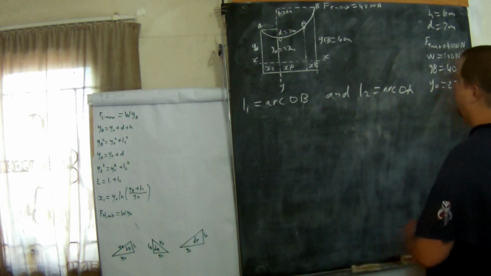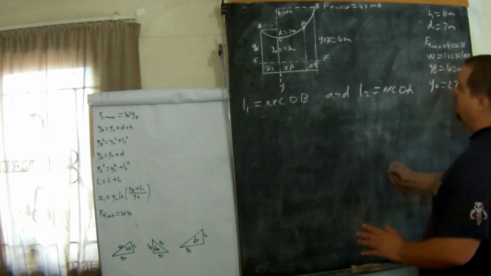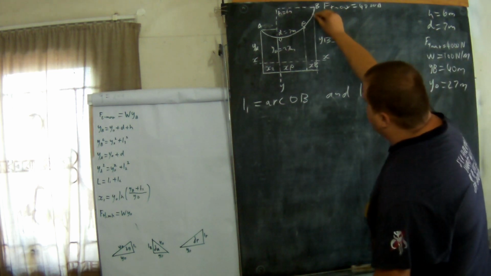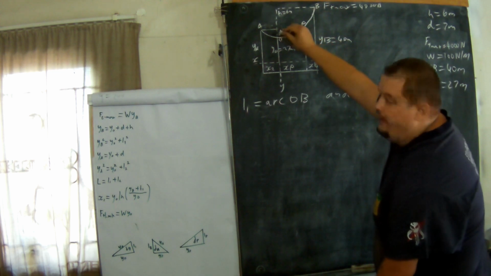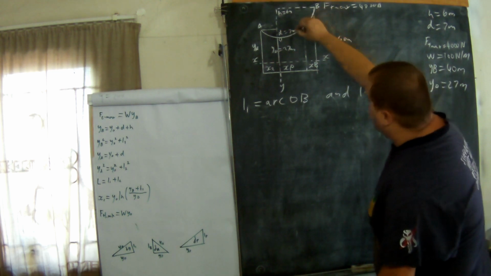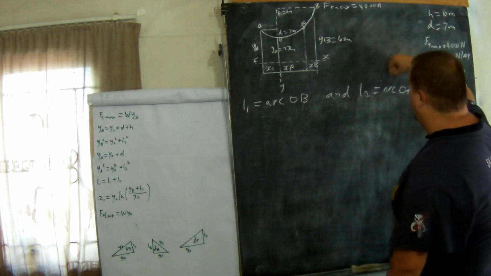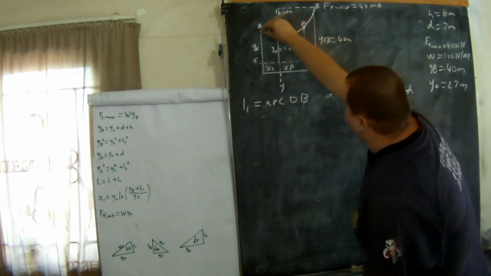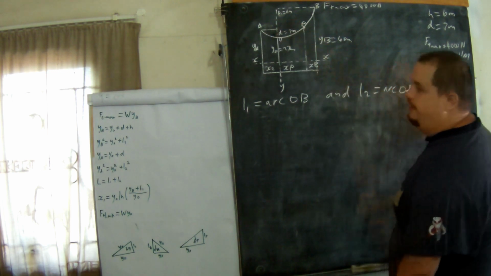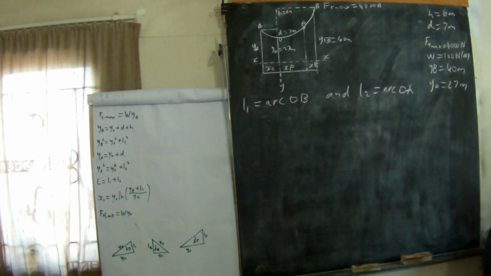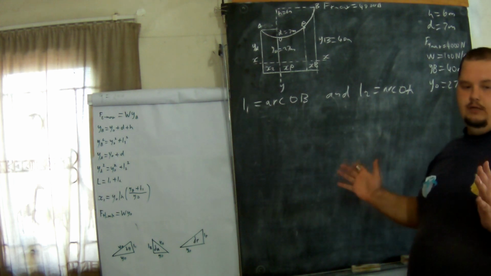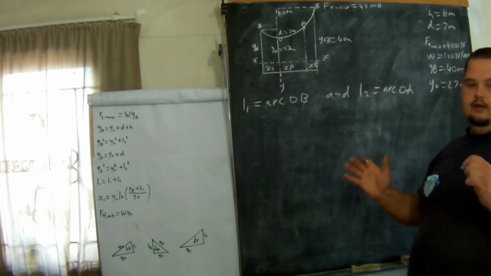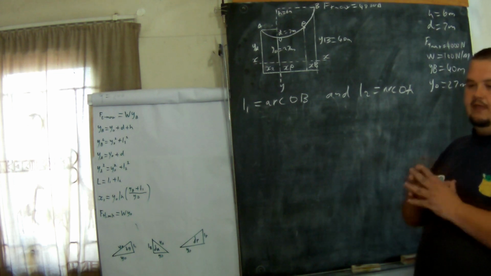What we need to work out is that L1 is from B to O, that whole arc length, and from O to A is L2, another length of the cable. We've got to work out both lengths of the cable in order to get the entire cable, because they want the length of the cable.